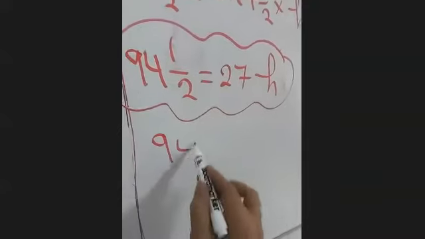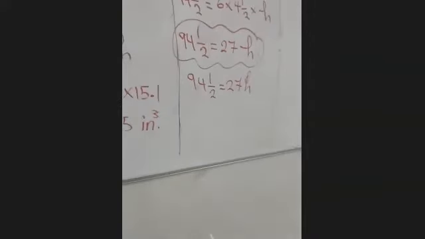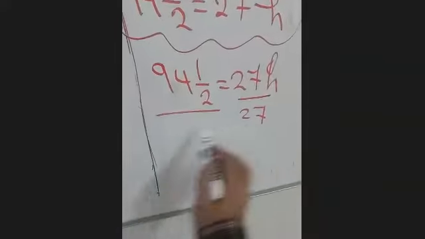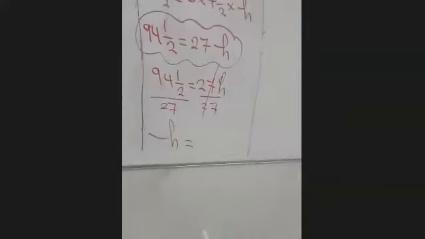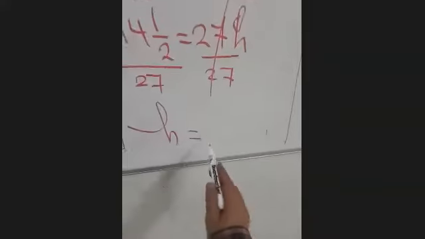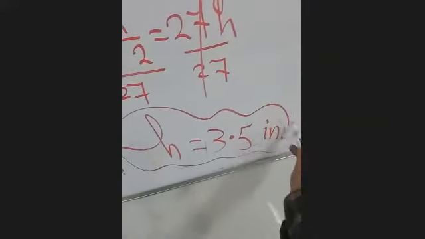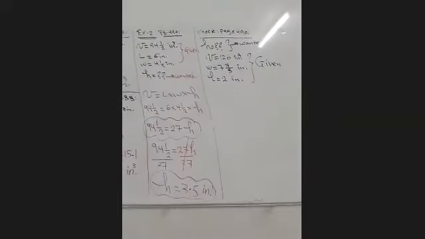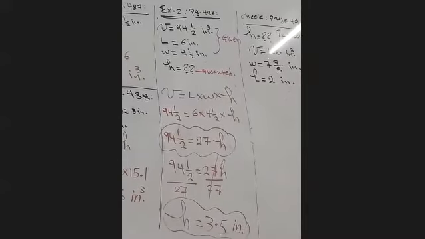So here, 94 and a half equals 27 height, right? Divide both sides by 27. So the height will be, if you divide these two numbers, 3.5 inches. Not power 3, guys, because it's not volume. This is height only. It's one dimension. So this is how we find a missing value. We multiply the numbers, then use the multiplication equation and solve it. This is example 2, page 490.